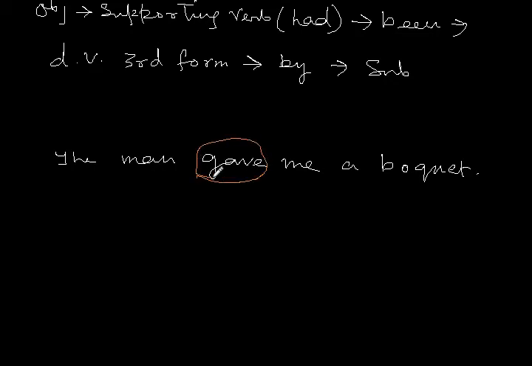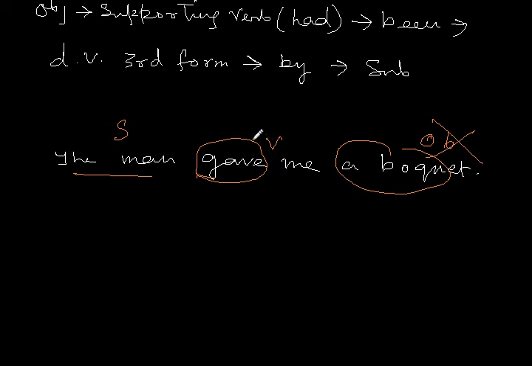Gave is the verb, right? Who is giving? Who gave a bouquet? The man. So he is the doer of the action. The man is the subject. Gave is the verb. Now, which one is the object? Me or a bouquet? Now, don't get confused. Most of the people would assume a bouquet to be the object, but no, this is not the object.